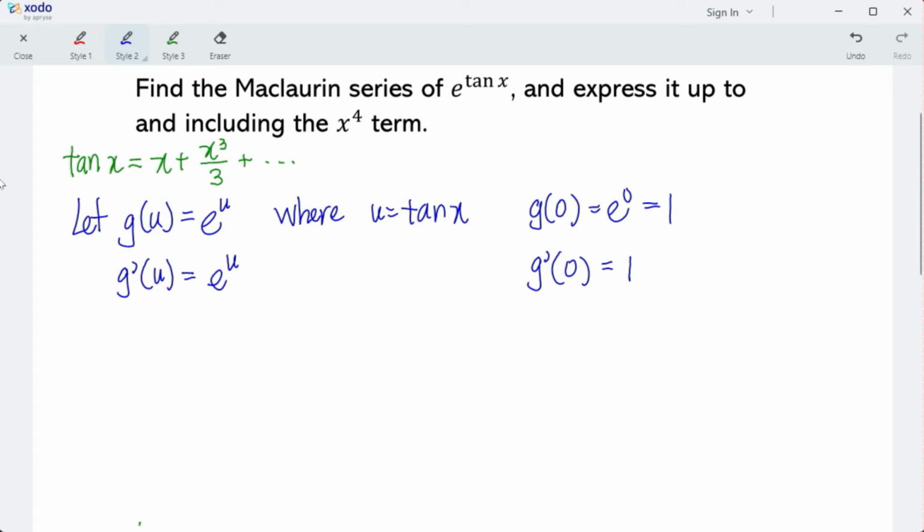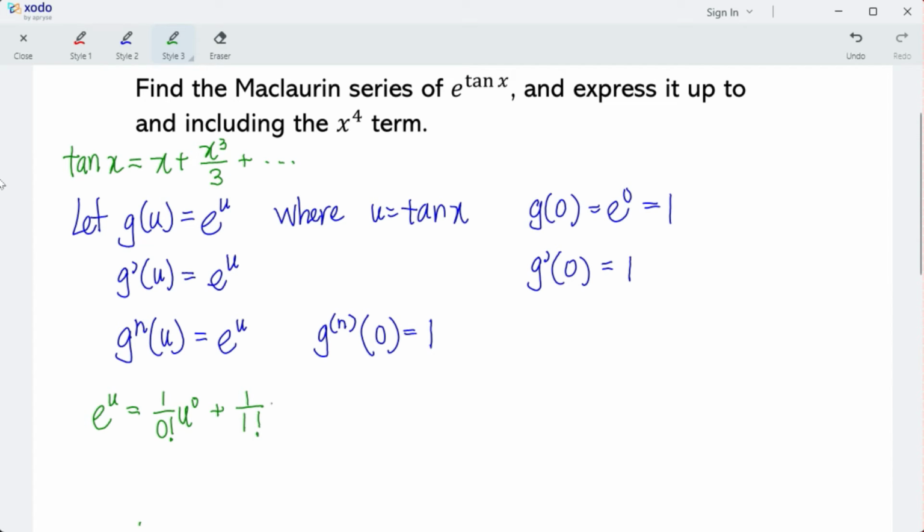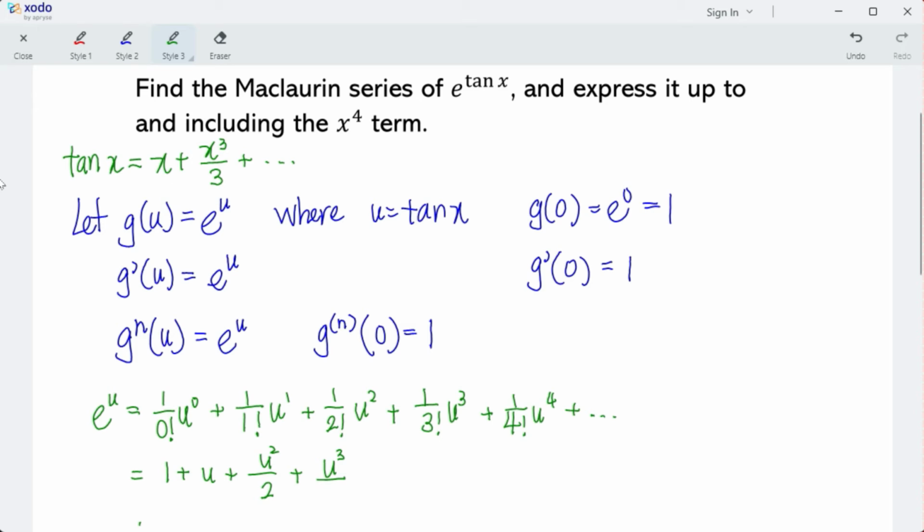From here, we can deduce that at any derivative, we will always obtain e to the power of u, and the respective value of the function at point u equal to 0 will always be equal to 1, which means that e to the power of u is equal to 1 over 0 factorial u to the power of 0 plus 1 over 1 factorial u to the power of 1 plus 1 over 2 factorial u to the power of 2 plus 1 over 3 factorial u to the power of 3 plus 1 over 4 factorial u to the power of 4 and so on. And we should obtain 1 plus u plus u squared over 2 plus u cubed over 6 plus u to the power of 4 over 24 and so on.